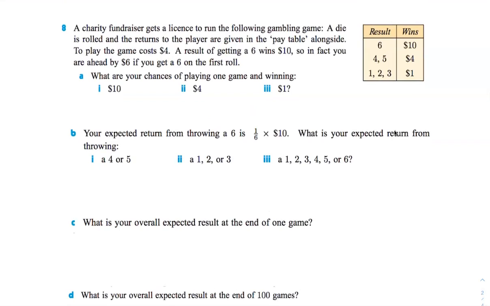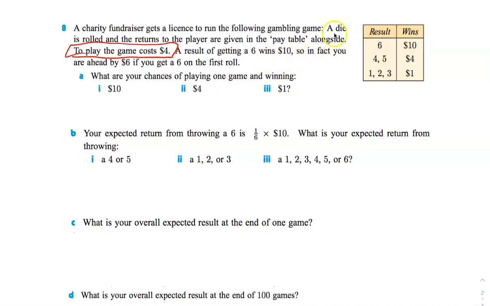Next one. A charity fundraiser gets a license to run the following gambling game. A die is rolled and the returns to the player are given in the play table. So this is what you win. If you get a 6, you get $10. If you roll a 4 or 5, you get $4. If you roll 1, 2, or 3, you get $1. To play the game costs $4. Very important, right? The cost to play the game lets me know if it's a fair game or not. And then the rest are just the same thing I said earlier.